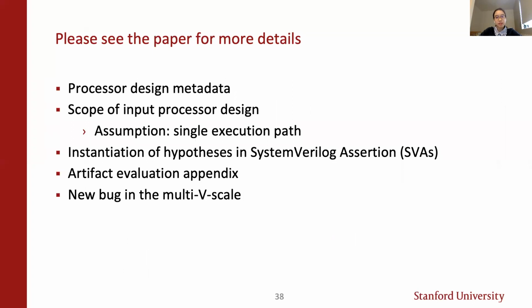Finally, there are some details missed out here, but discussed in the paper. For example, the paper describes all processor design metadata required for RTL to MicroSpec. We also discuss the scope of processor designs that are currently supported by RTL to MicroSpec and how RTL to MicroSpec embeds hypotheses in SVAs. Moreover, our paper featured an artifact evaluation with instructions on how to run the tool. Finally, we found a new bug in multi-V-scale missed by prior work.